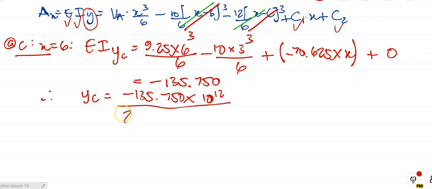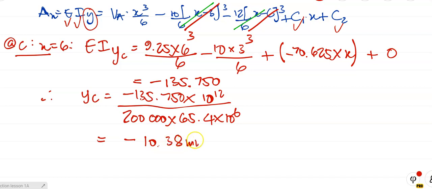What's E? E is 200 gigapascal, which is 200,000 newtons per millimeter squared. What's I? I is given as 65.4 times 10 to the power 6. And I work it all out, and I'm going to get a minus answer. The answer I get there, you need to check me, is minus 10.38 millimeters.